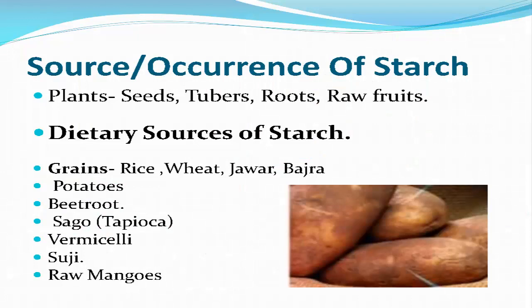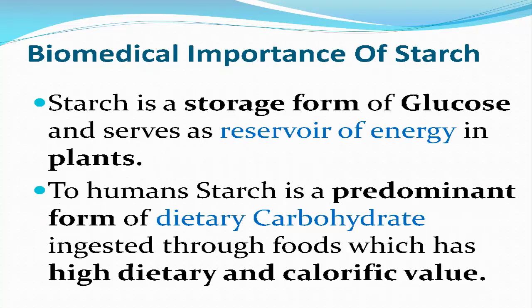Some of the common sources of starch are all the plant sources, from the different seeds and rice and wheat and potato and beetroot, etc. All are sources of starch. Obviously, as we have discussed, it stores energy in the plant, and in human it is the most important source of supply of carbohydrates. So we get carbohydrate mainly from rice and wheat and potato, etc.